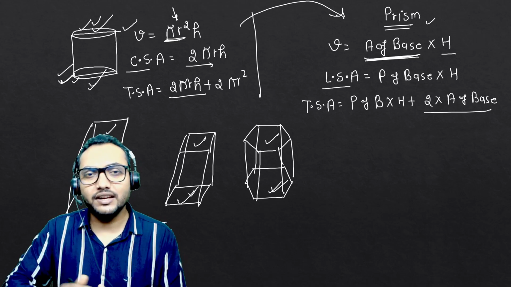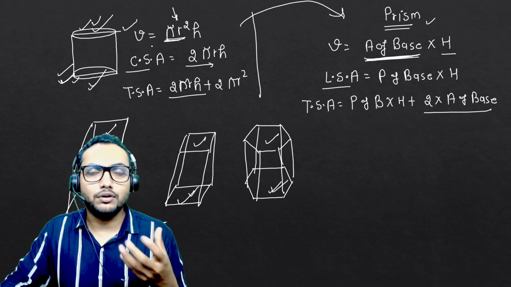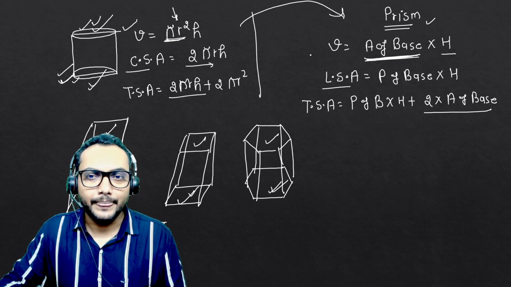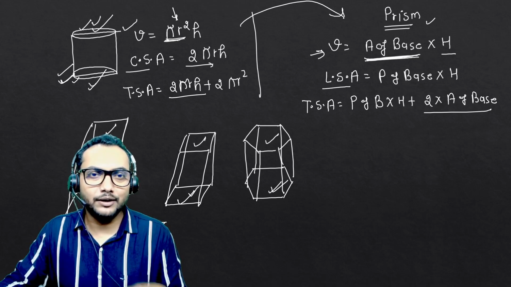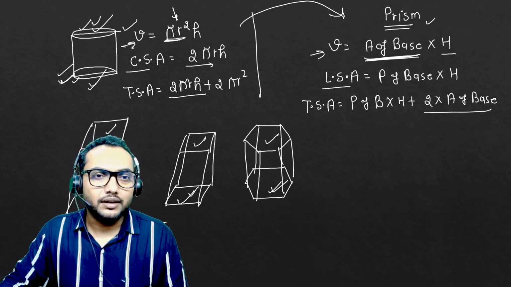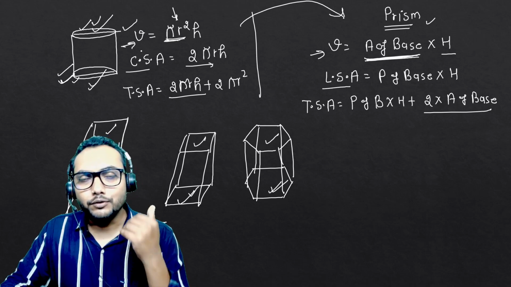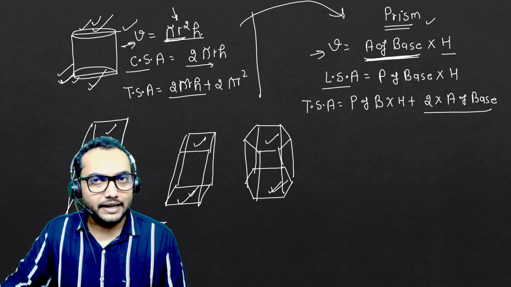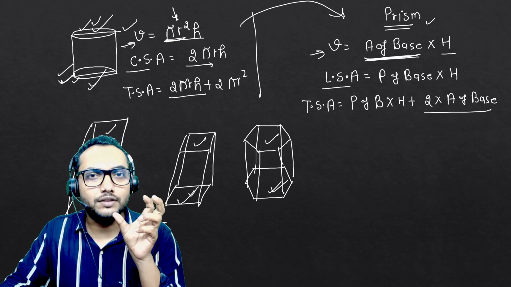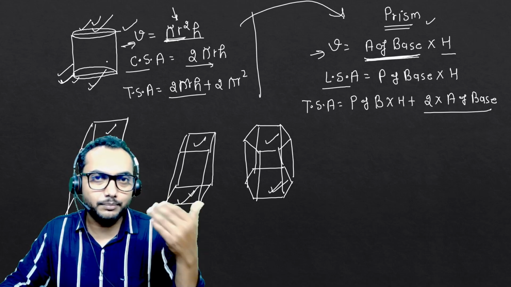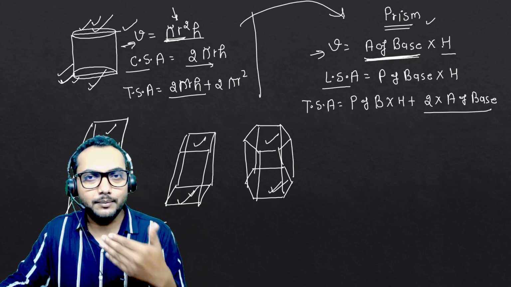Okay, so once again, let me tell you, if you want to write the formula of volume of a prism, how will you do it? You will have to start with the volume of a cylinder. So that is pi r square h. Pi r square is the area of the base, that means the area of the circle which is in the base. So that is why area of base multiplied by height.